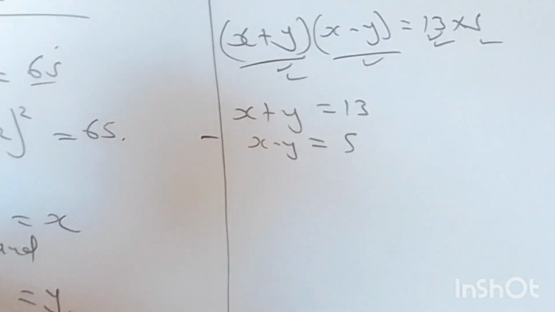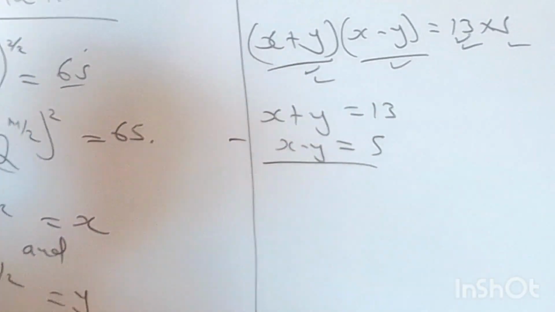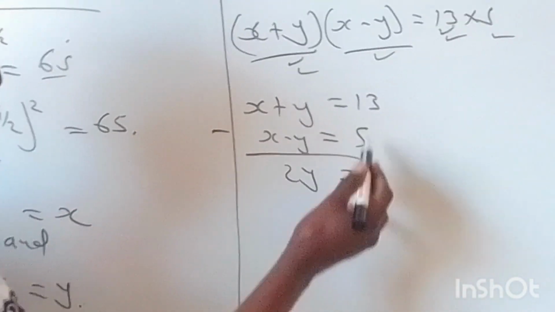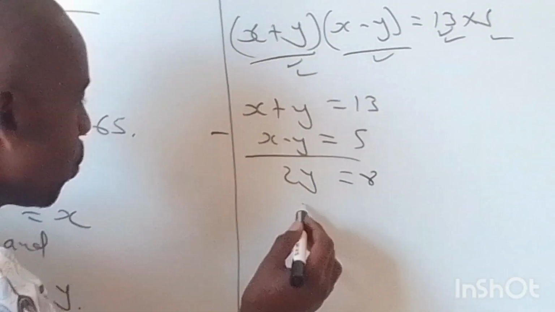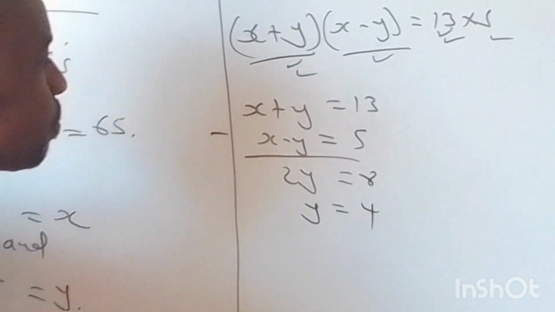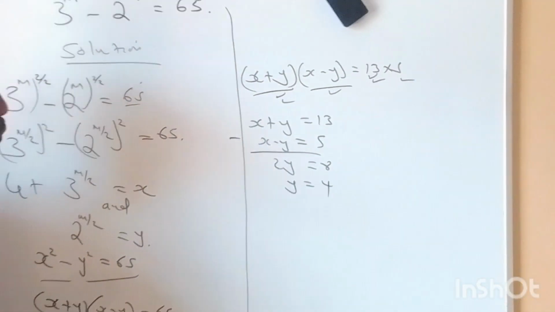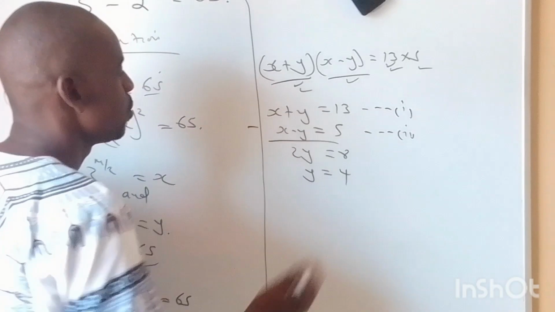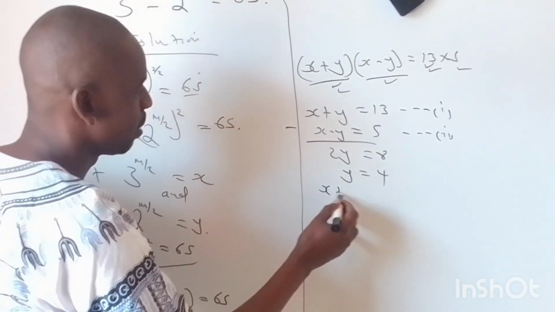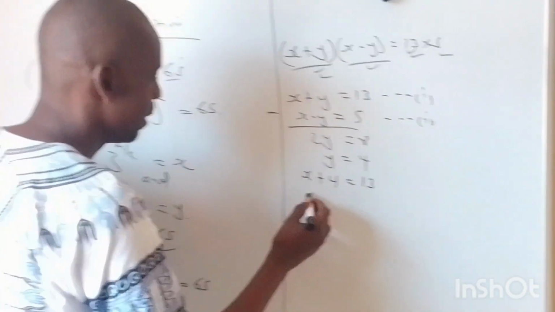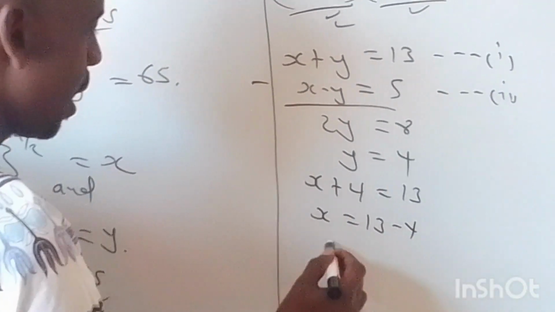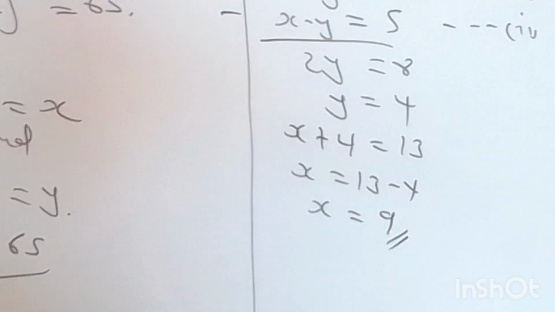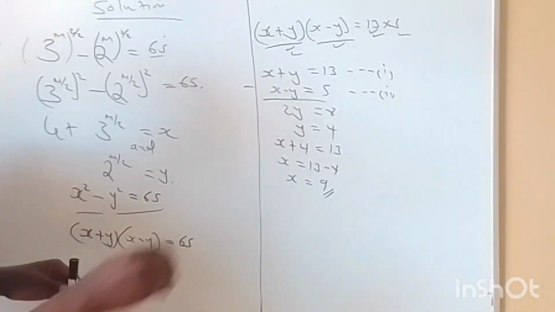We subtract the equations. When you subtract, then x is going to leave the system. Then y minus negative y, we get 2y is equal to 13 minus 5, we get 8. So you can see y is equal to 4. So can we substitute back so that we get the value of x? We can use the first equation. That is x plus 4 is equal to 13. Then x is equal to 13 minus 4. x is equal to 9.